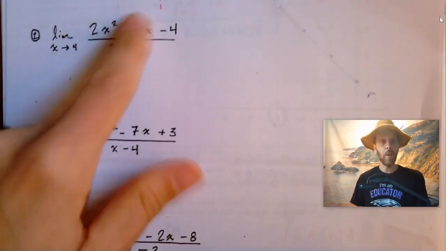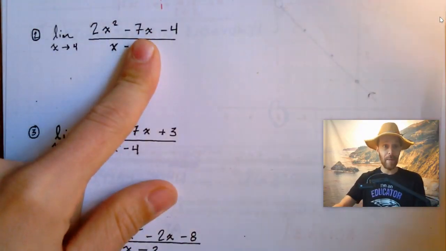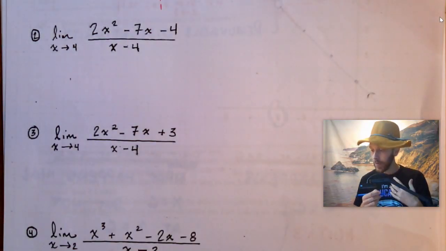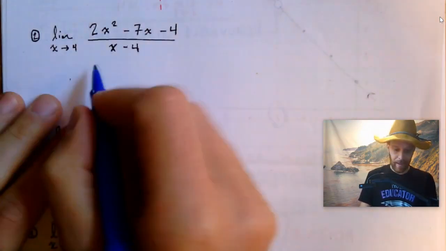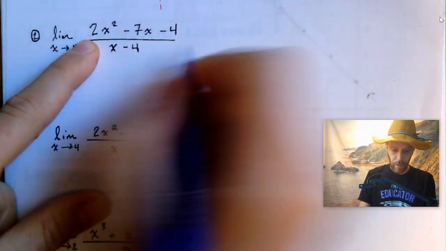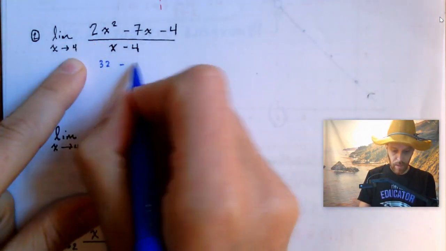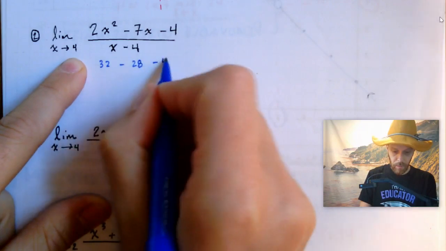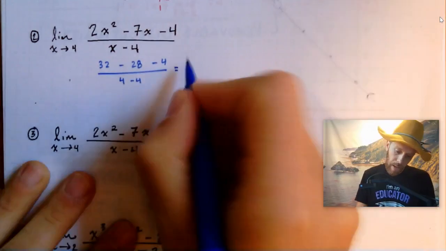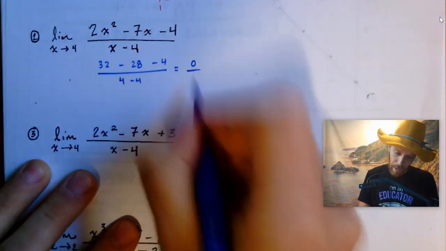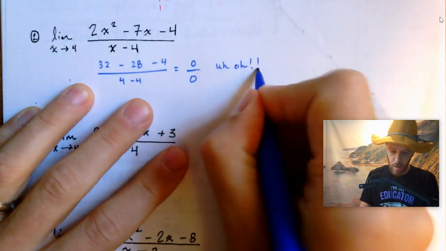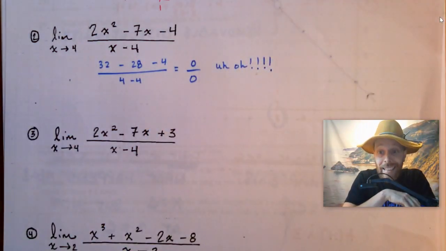Second example, notice that we have the exact same function, but this time we are approaching 4. Now, when I plug 4 into this guy, I get 32 minus 28 minus 4. On the bottom, I'm getting 4 minus 4. So that would be a 0 divided by a 0. Uh-oh! That's an indeterminate form.